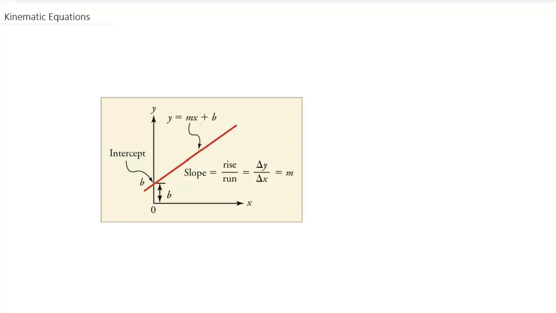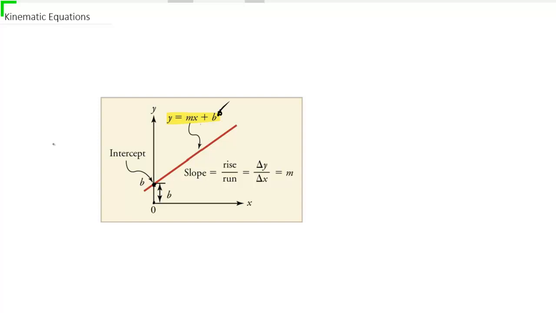So the first thing I want to do before we derive these equations is review the slope-intercept form of the equation of a line, which is y is equal to mx plus b. Now b here is the y-intercept, or the y value of the y-intercept, right? So this value is the value of the vertical axis whenever the horizontal axis is equal to 0. That's the definition of our y-intercept.